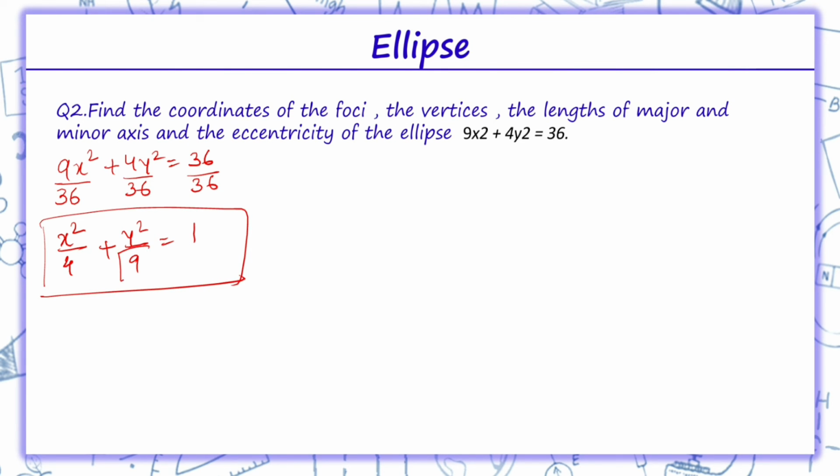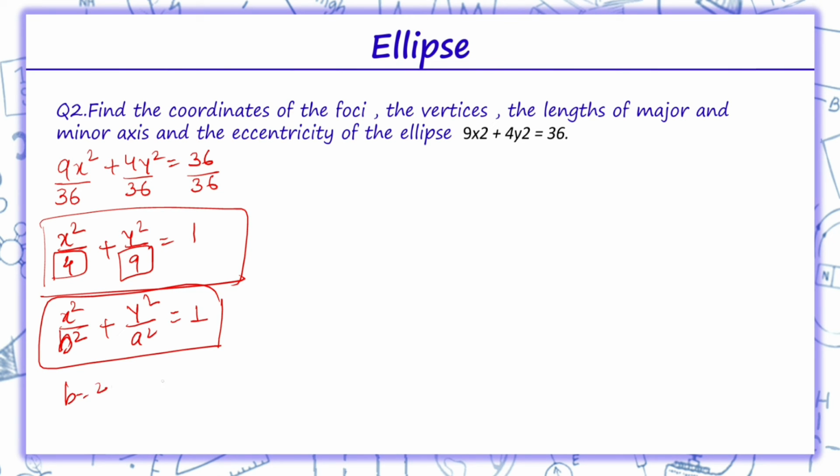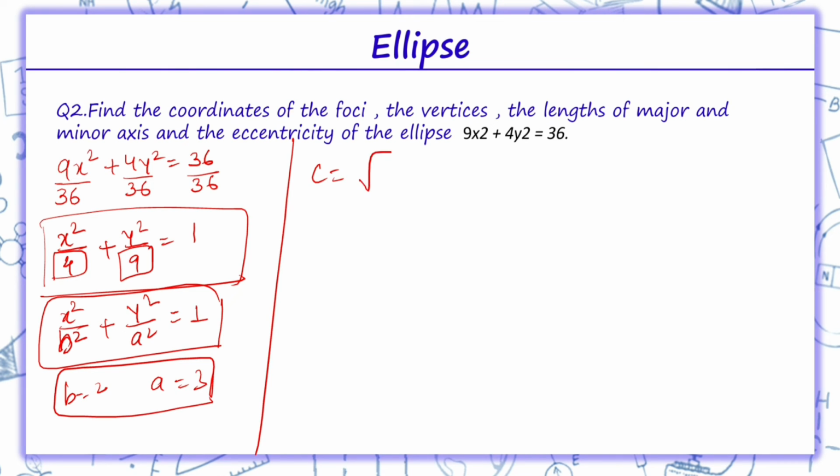Now, over here 9 is greater than 4. Therefore, the major axis is lying on the y axis. So, the standard equation for this will be x square by b square plus y square by a square equals 1. So, the value of b is 2, the value of a is 3. So, c will be square root of a square minus b square, which is 9 minus 4, which is square root of 5. Eccentricity is c by a. So, it is square root of 5 by 3.